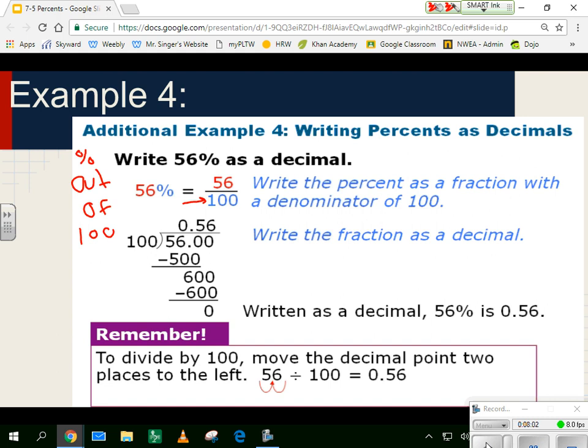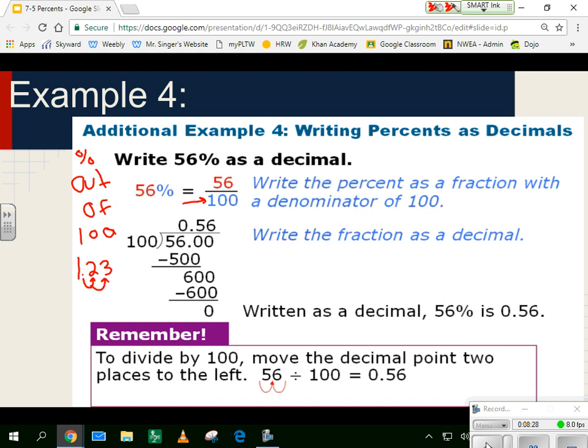Now, there are 2 ways we can do this. One, you can just divide 100 into 56. The other thing to remember is 100 is also the same as hundredths. And how many place values is hundredths in? Well, if we had 1.23, 1 is the ones place. To move to the 2, that's the tenths. And one more time, that's the hundredths place value.